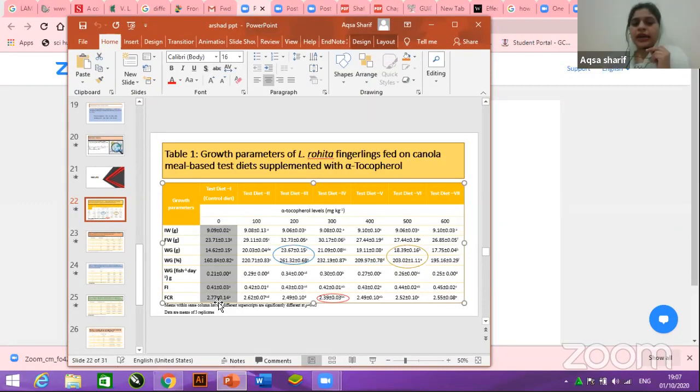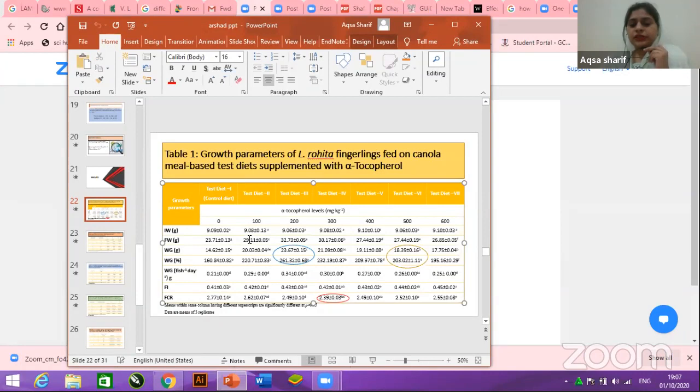That was about 9.08 gram of the fish. Then the second row shows the final weight of the fish. I will tell you about the most striking results of this research.